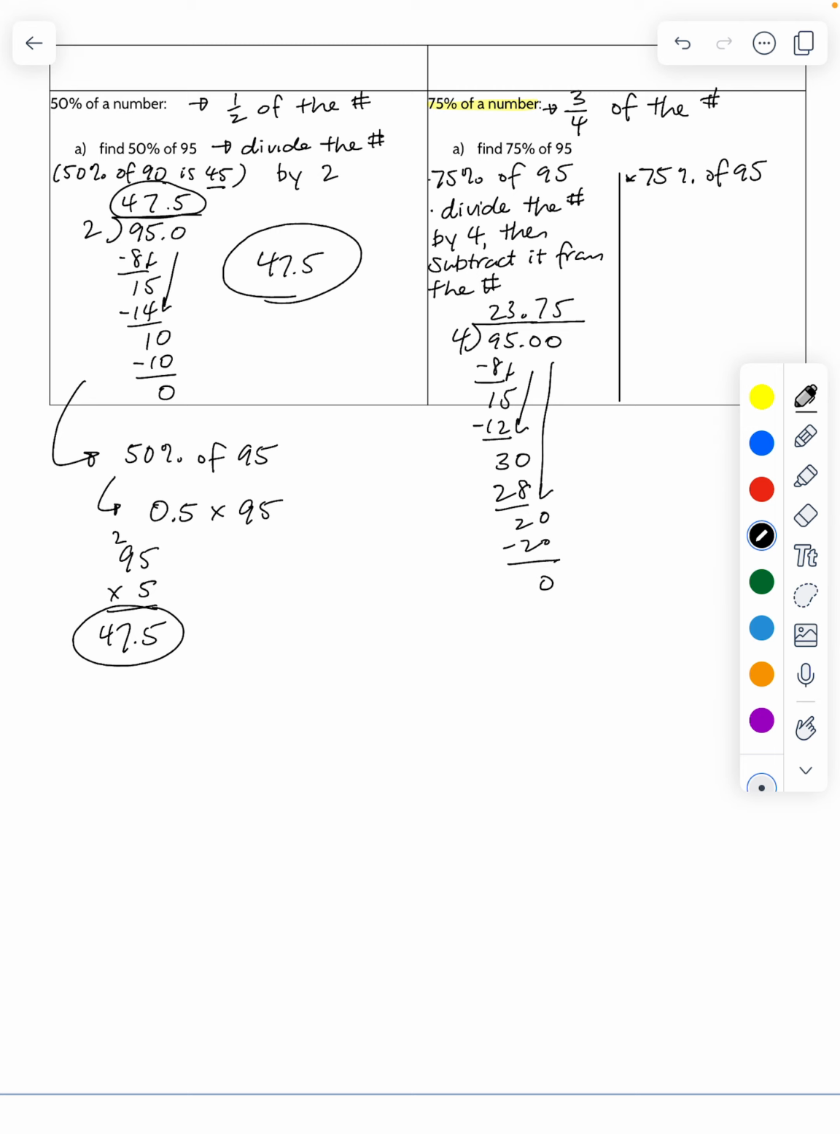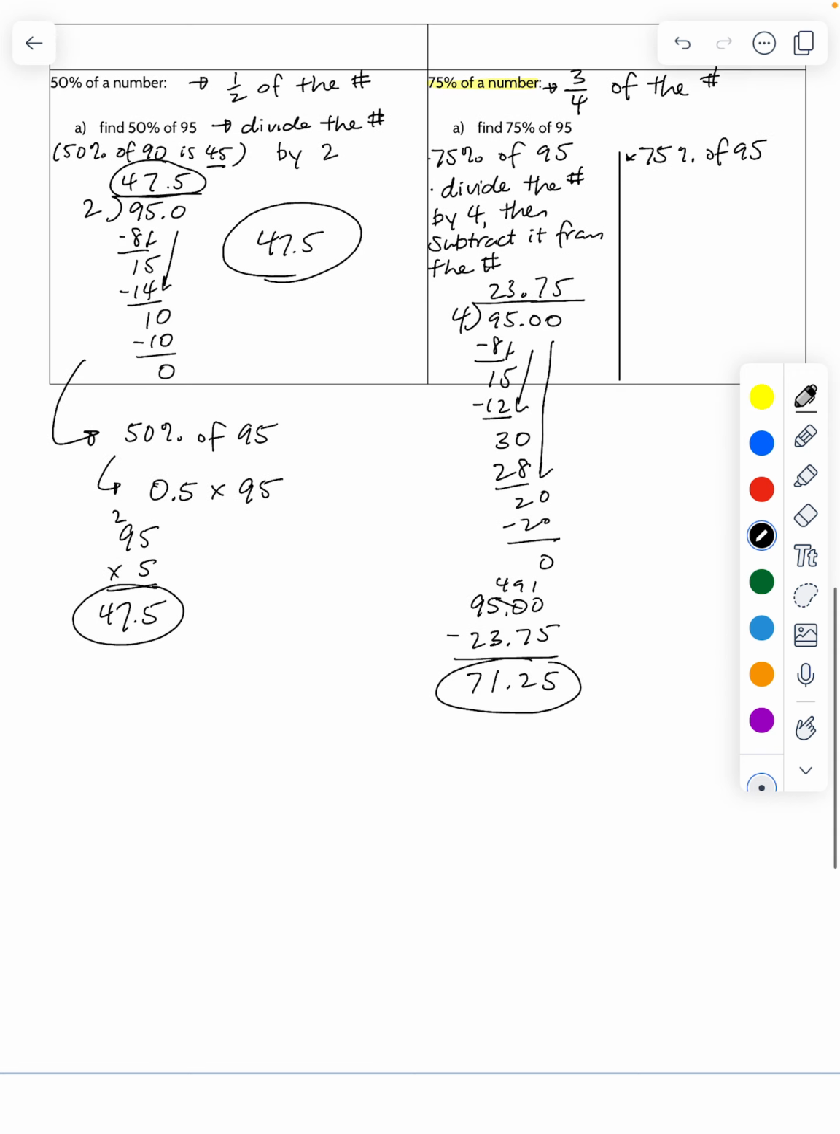So then I can take 95 and I'm going to subtract 1/4 of it, which is 23.75. Again, you're seeing that this might require more work than needed because it's another calculation. So this is where converting it to a decimal might be faster. 9 minus 2 is 7. 71.25 is 75% of 95.